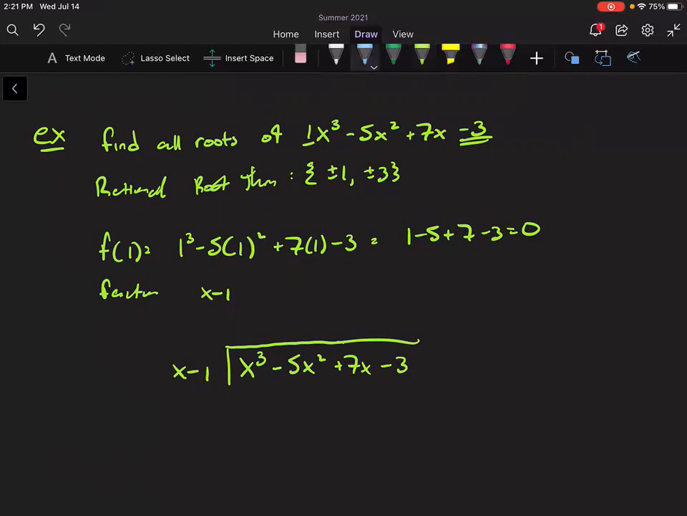So first, what we have to do is match this x cubed term with this x. So we'll stick an x squared on the top, and then multiply that x squared to both. So we get x cubed minus x squared. And so we get a minus 4x squared plus 7x minus 3.